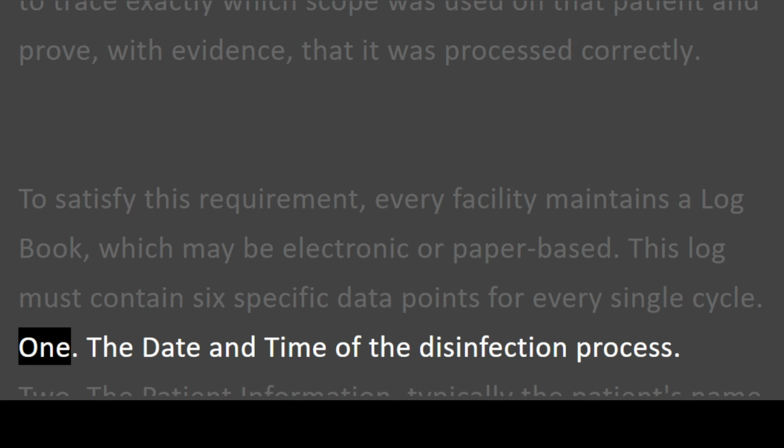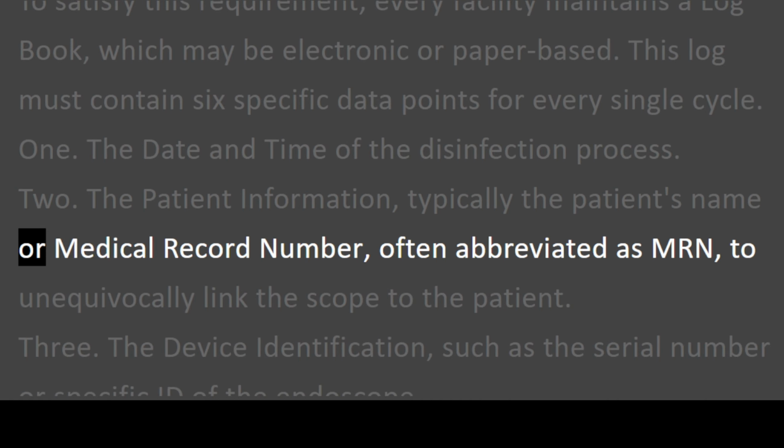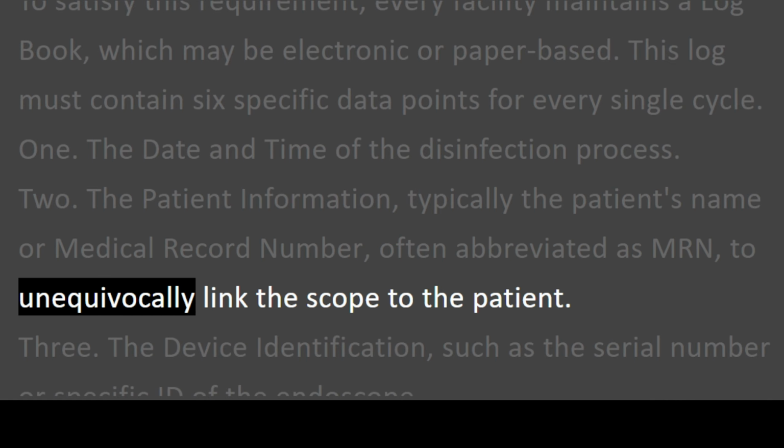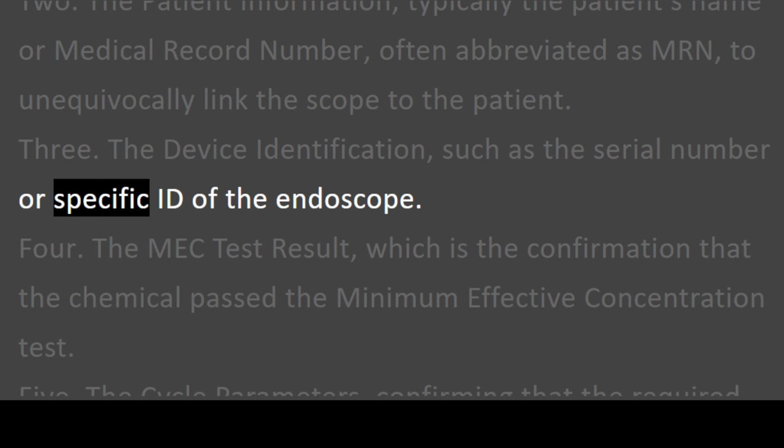1. The date and time of the disinfection process. 2. The patient information, typically the patient's name or medical record number, often abbreviated as MRN, to unequivocally link the scope to the patient. 3. The device identification, such as the serial number or specific ID of the endoscope.